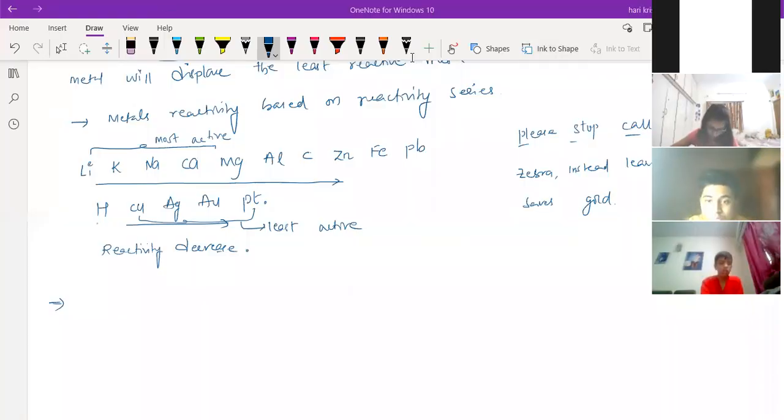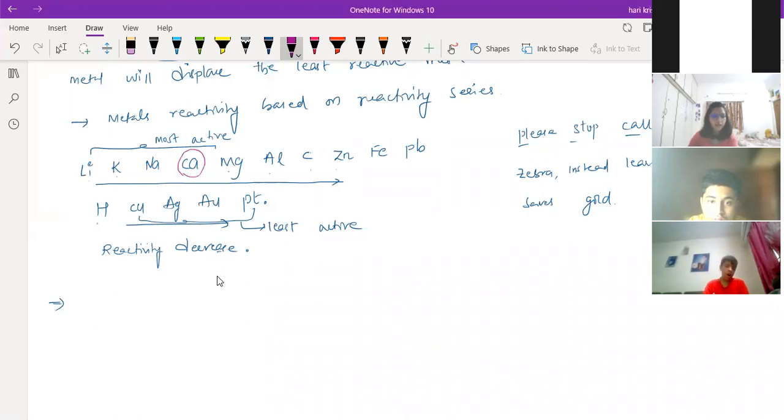One more important main point is, suppose you take calcium. It can replace the elements present to the right side of calcium, right? It can replace magnesium, aluminum, carbon, zinc. But the same calcium cannot replace sodium, potassium, and lithium. This is the main point.